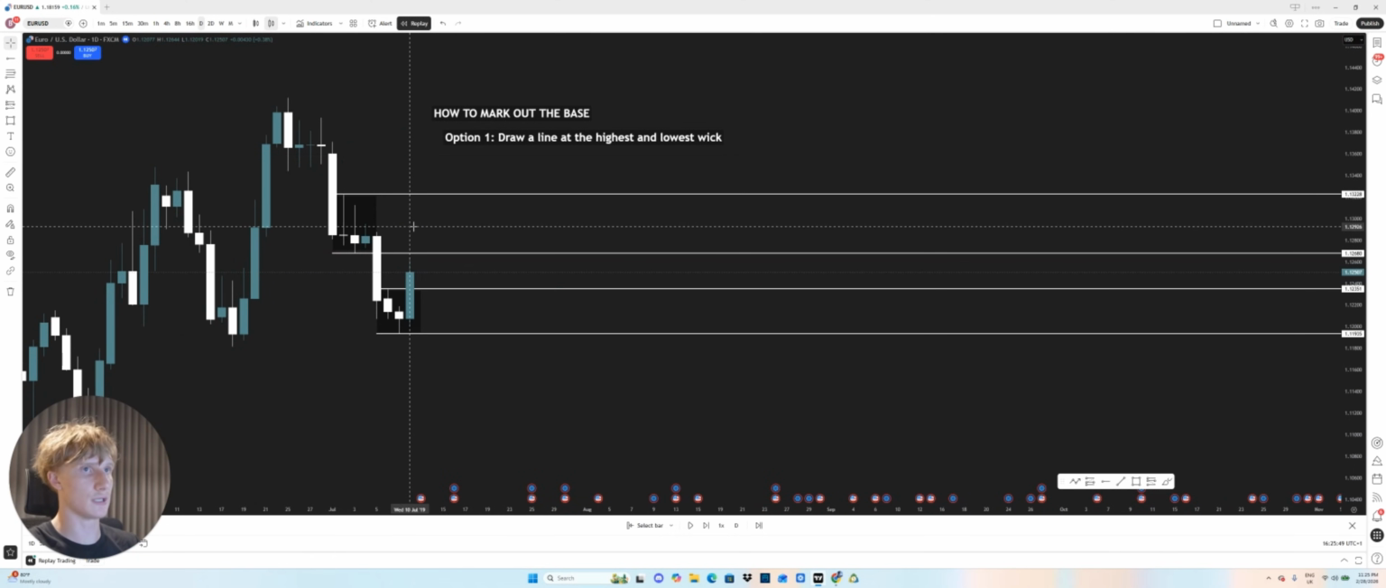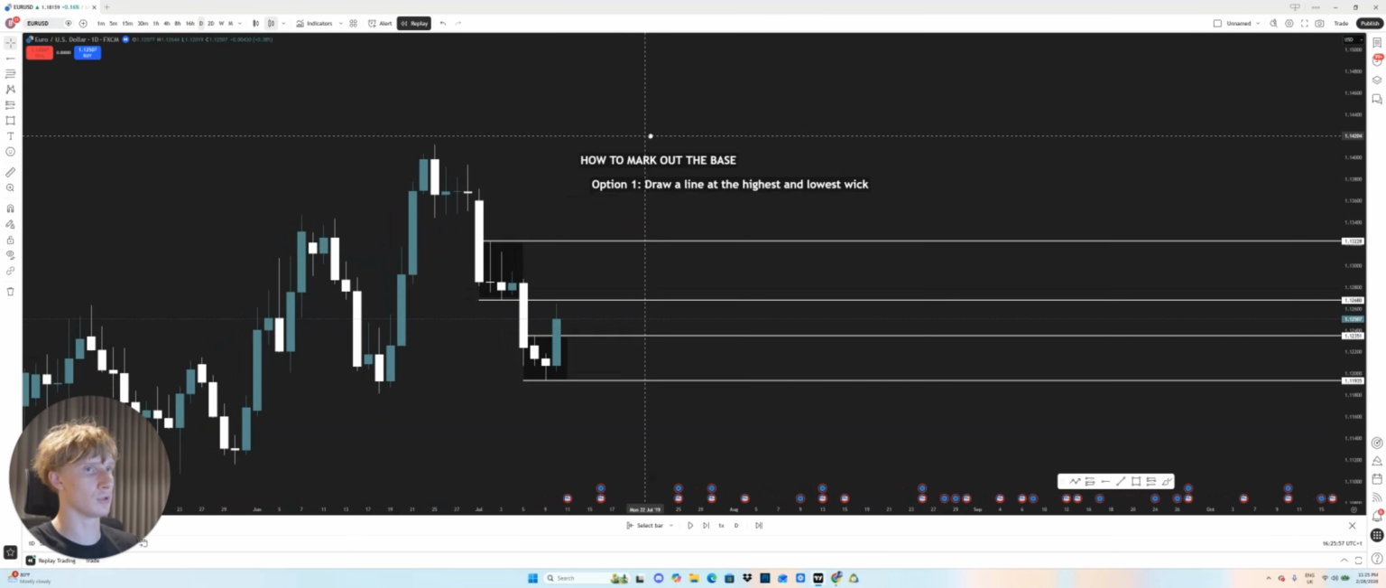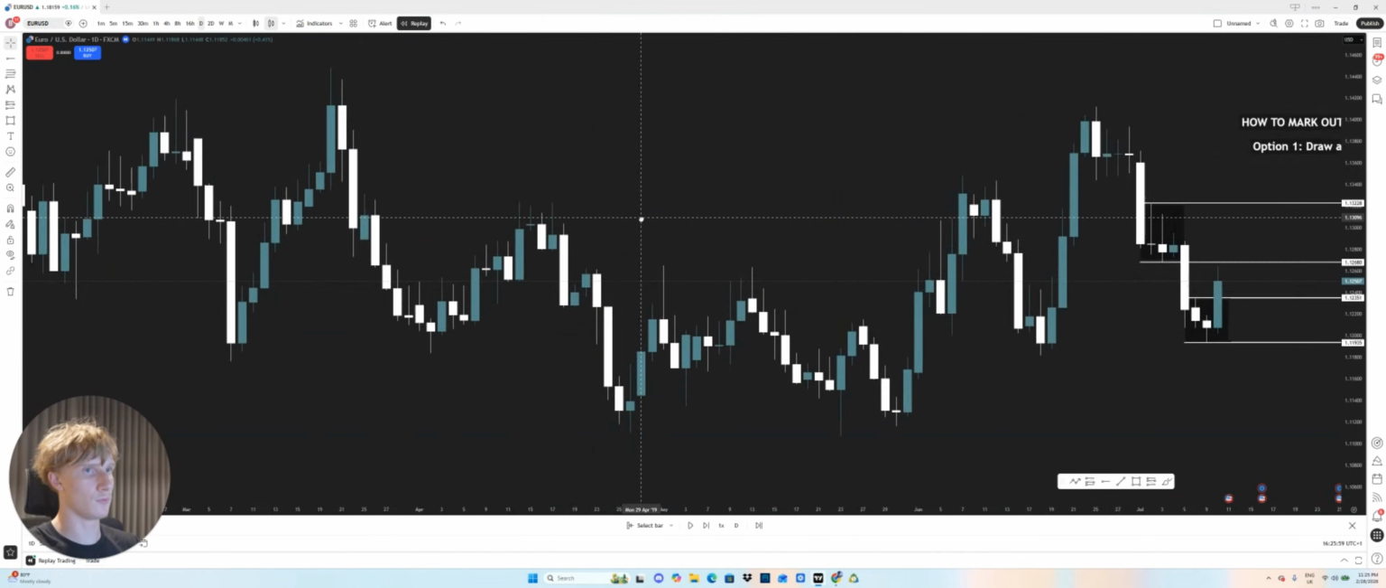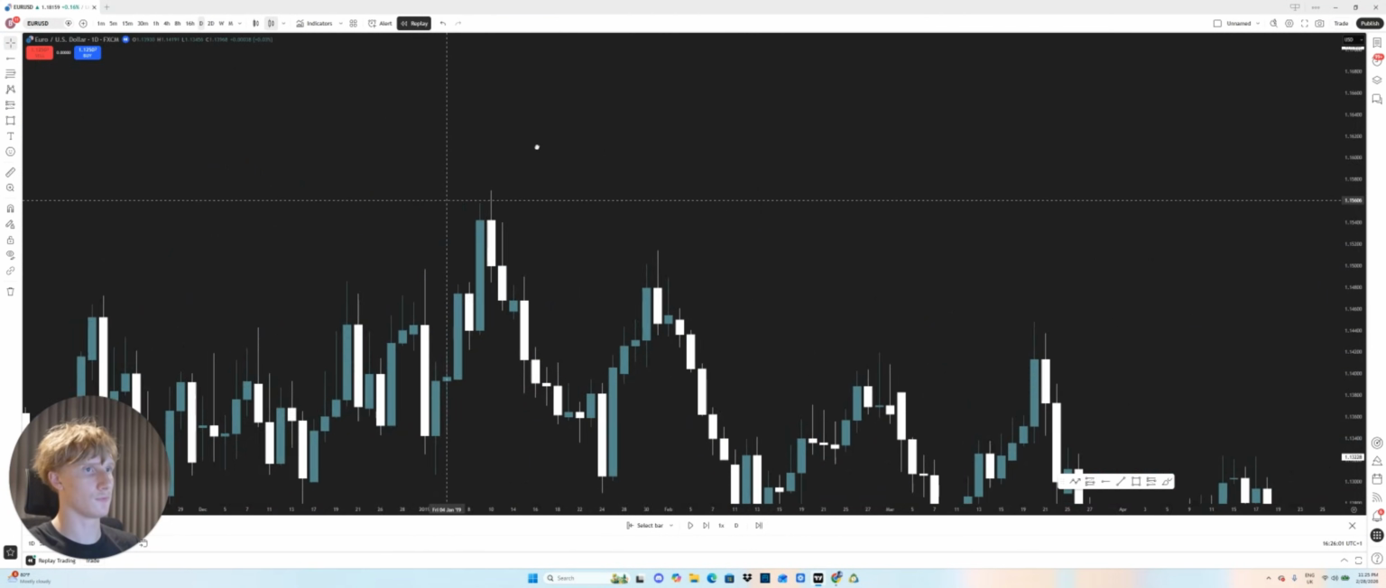And this rule is the same whether we're looking at demand or supply. It's going to be the highest to the lowest wick. Okay, that is option number one. Now let's look for possibly an area of supply, for an example.